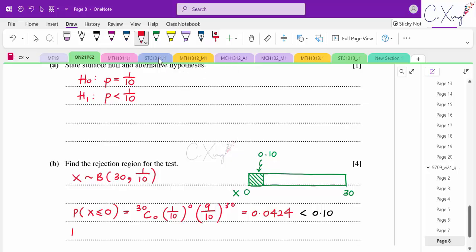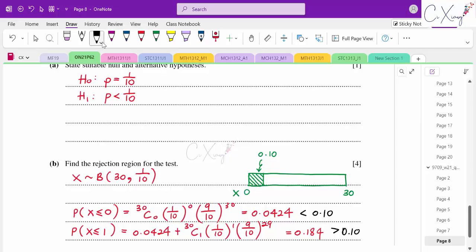Then how about the 1? Is 1 in the rejection region or not? To calculate it, I have to calculate the probability for x smaller equals to 1. Therefore, I have 0.0424, this is x equals to 0, right? Then plus x equals to 1, so 30C1, 1 over 10 power 1, 9 over 10 power 29. When I press the calculator for this, the answer that I get is 0.184, which means that it is greater than 0.10.